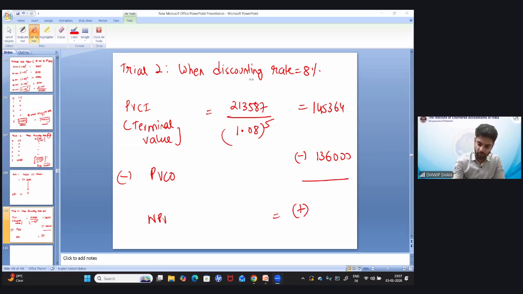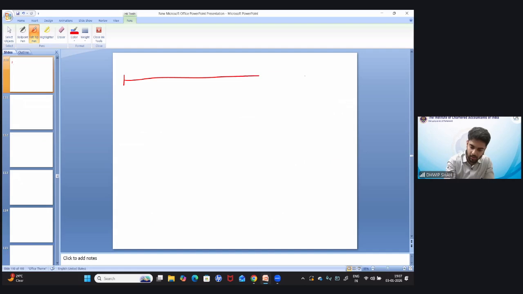Nine three six four. So 9364 is the positive NPV. So can I say मुझे range तो मिल गई. At 8%, it is positive 9364. Again, our normal interpolation concept. At 8%, it is positive 9364.